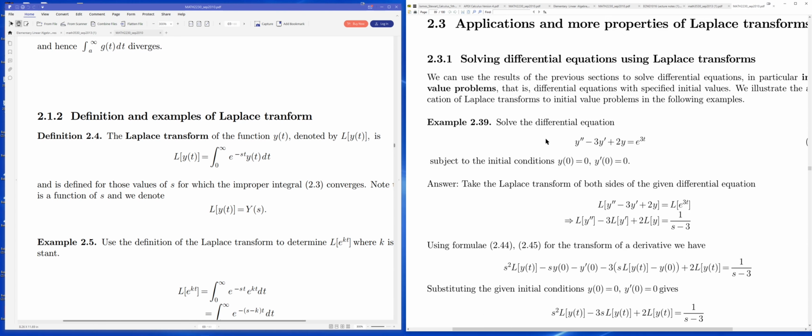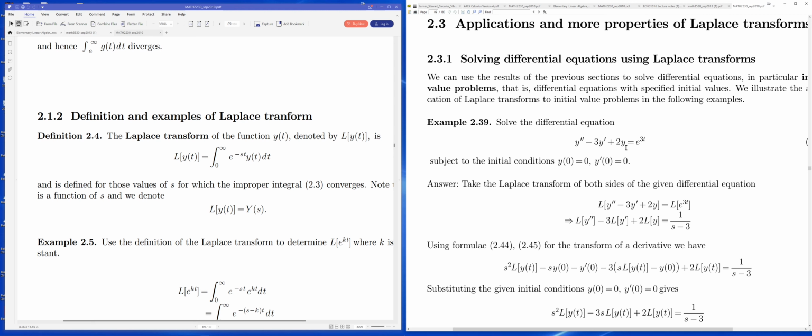Let's see an example of using the Laplace transform to solve a differential equation. I want to solve this ordinary differential equation given initial conditions. When we're doing Laplace transform problems for solving differential equations, typically you need these initial conditions. If you don't have the initial conditions, then your answer is going to end up having constants. But typically, initial conditions are going to be given to you.